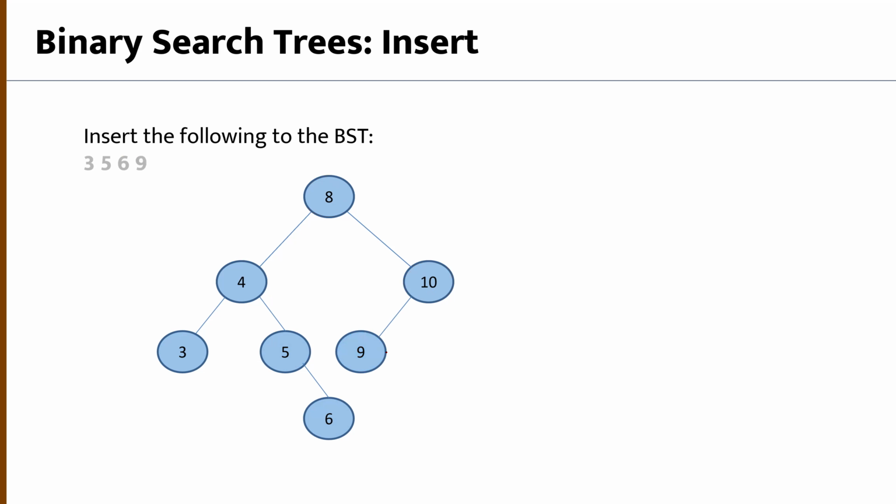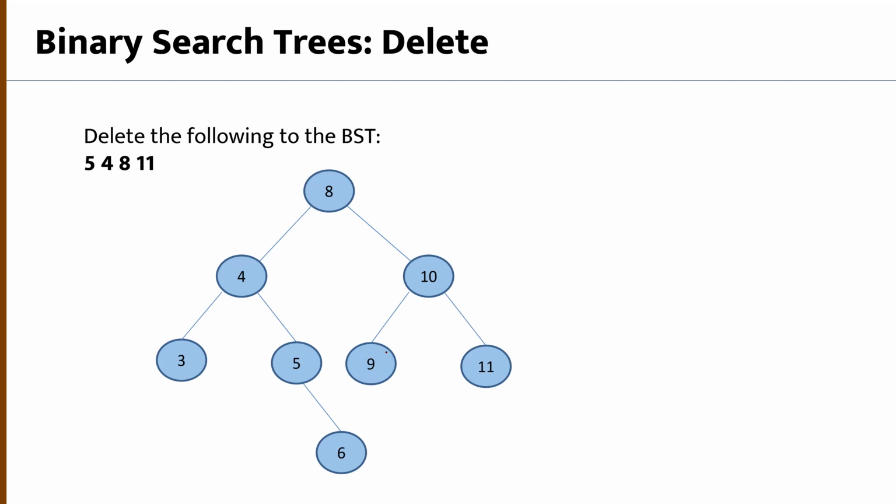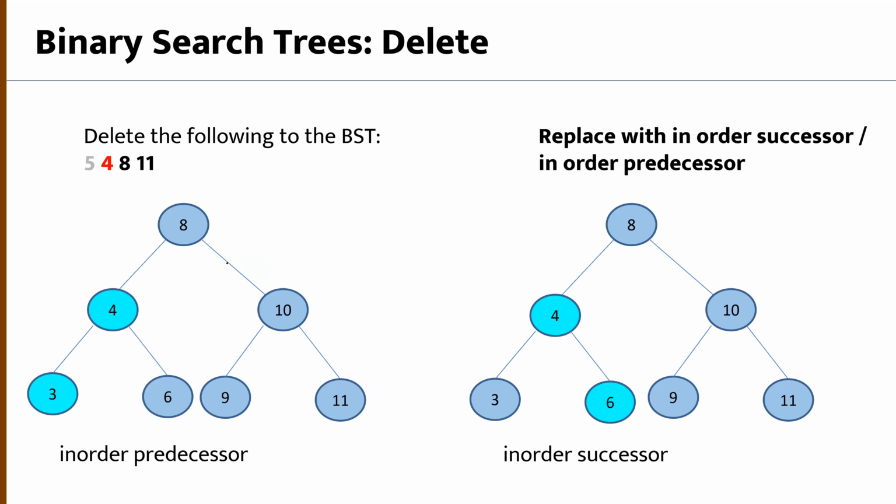Cool. And so now let's look at deletion. So if we want to delete this 5, since 5 only has one child, we'll simply just replace it. So we'll just replace it with that 6. We'll look at 4 now. And since 4 has 2 children, there's actually 2 ways to do it.